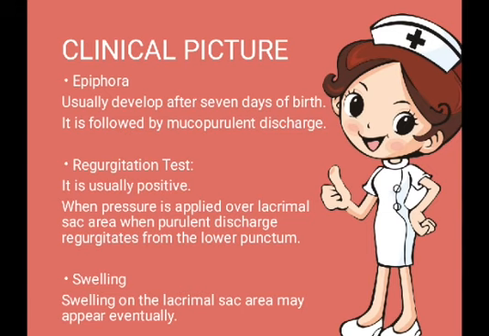We have to apply pressure at the lacrimal sac area so that discharge comes out from the lower punctum. Then the test is positive. If the discharge doesn't come, then the test is negative. But when we notice the clinical picture, this regurgitation test is usually positive. Next is swelling. Swelling appears on the lacrimal sac area and may eventually appear.